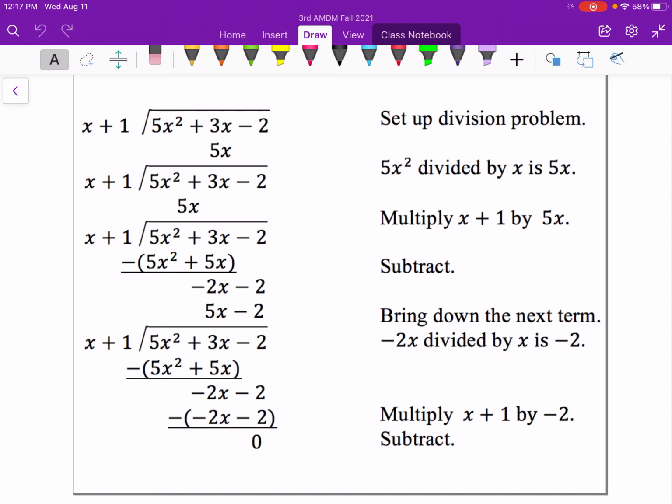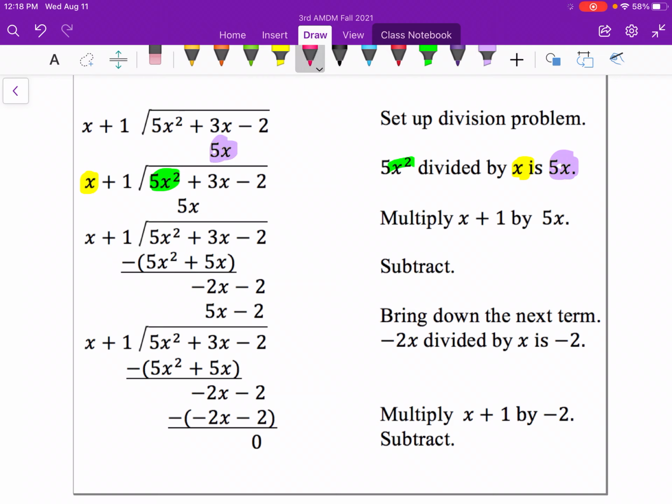So you start out by taking 5x squared and you divide it by x. The reason why is this 5x squared is being divided by x. So you're just going to start with the leading term in both of those expressions. When you divide that, 5x squared divided by x is 5x. So you're going to put it right up top, okay?